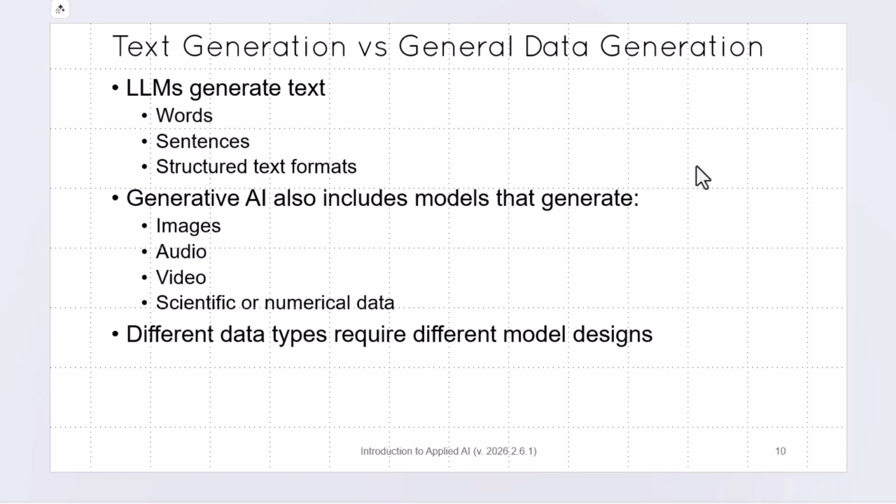So, what do we have when we look at text generation versus general data generation? Well, LLMs generate text. They generate things like words, sentences, and structured text formats like JSON or XML. Generative AI also includes models, not just LLMs, but models that generate images, audio, video, scientific or numerical data. Different data types require different model designs.